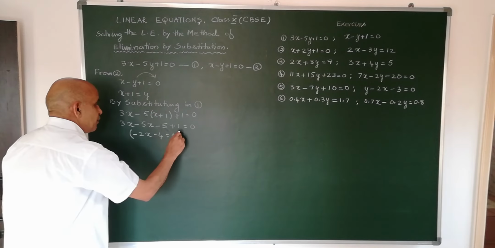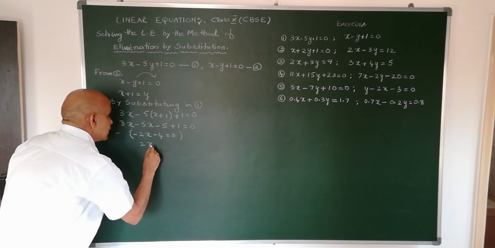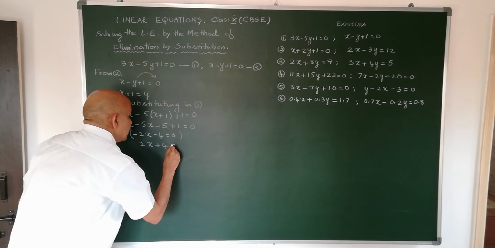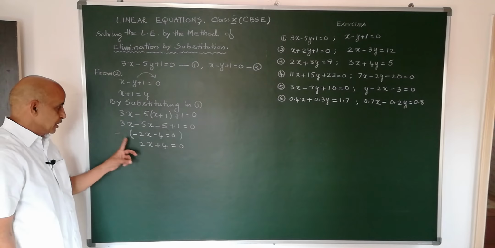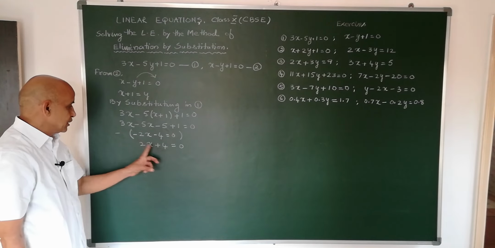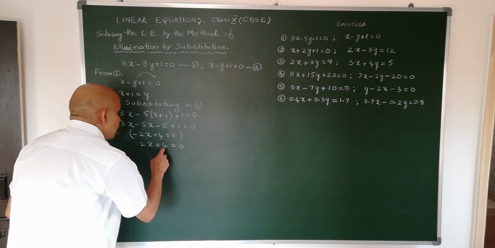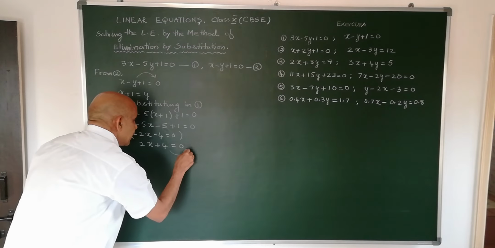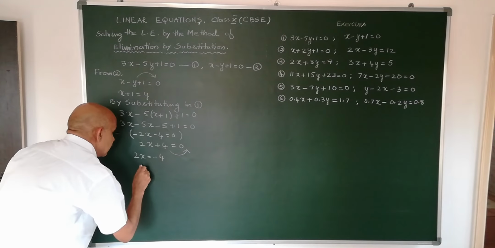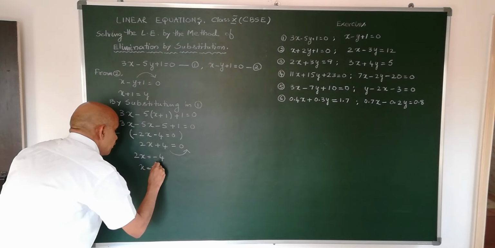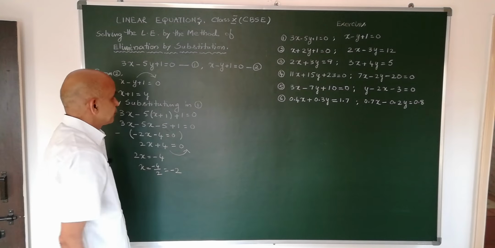The whole thing, if I multiply both sides with negative, so this becomes 2x plus 4 is equal to 0. Why? Minus into minus becomes plus, minus into minus becomes plus, minus 0 is same as 0. Now this 4 I am taking to the right hand side, so this becomes 2x is equal to minus 4. Then x is equal to minus 4 by 2, which is equal to minus 2.